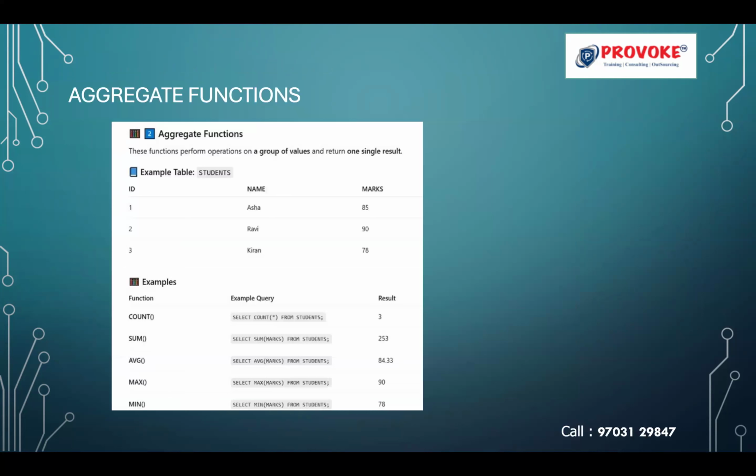Next is the aggregate function. This is going to operate on multiple rows. For example, if I check the count of star from students, it will check the entire table and tell me the count. If I find the sum of the marks, it is going to take all the rows, sum them and give me the result as a numerical value.